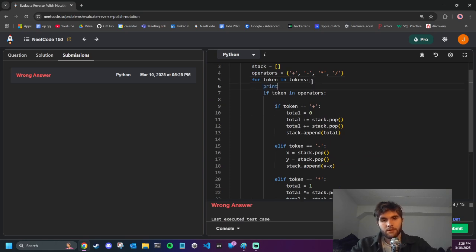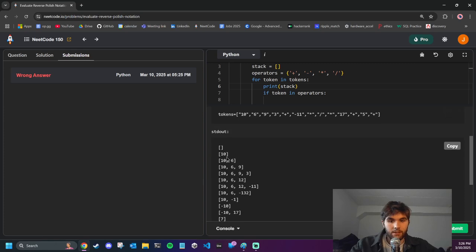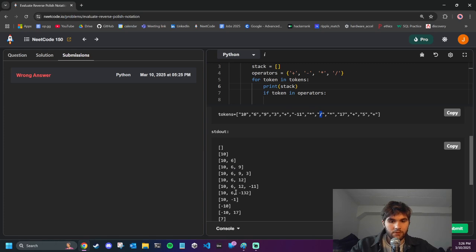I'm going to print the stack at every case and see first if there's any behavior that I didn't expect. All right, so we have 10, 6, 9, 3. That looks good. When we do plus, we're going to add 9 plus 3 and add it to the stack. All right, negative 11 gets added to the stack. Multiplication gets added to the stack. So now it's going to be 11 times 12. That is what that equals. Division gets added to the stack. So we're going to do 6 divided by 132. So shouldn't that be 0?